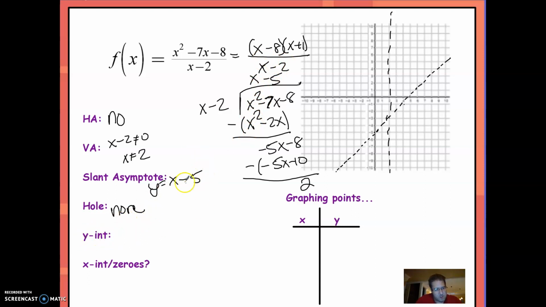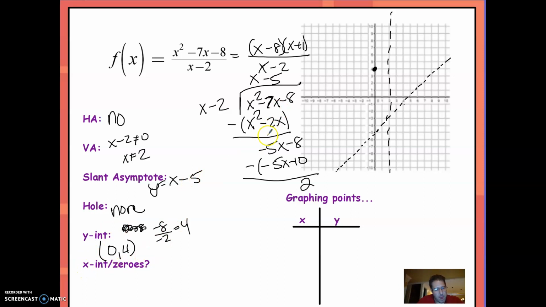So the Y-intercept would be when x is 0, and solve. Actually, it'd be easier if I don't use the factored form and use this one right here, because these cancel out. This cancels out, leaving me with just negative 8 over negative 2, which is the same thing as 4. So (0, 4) is the Y-intercept, which is right there.